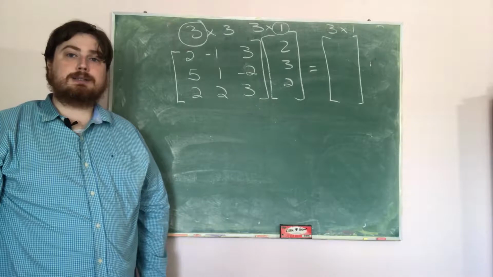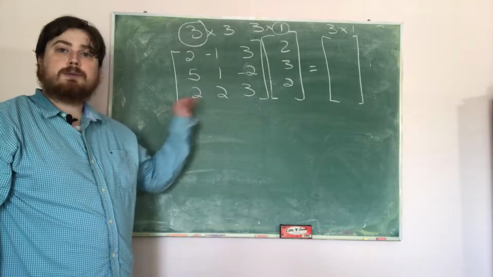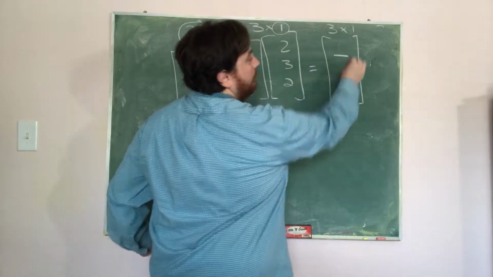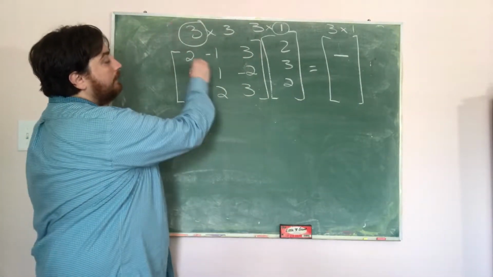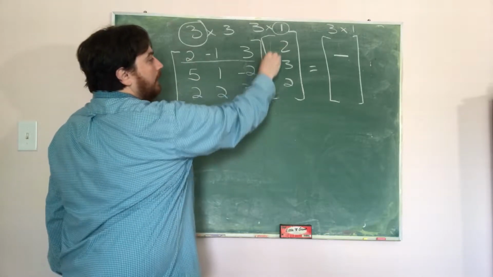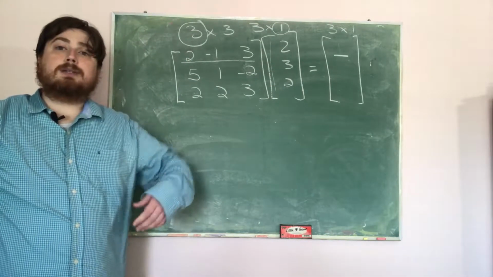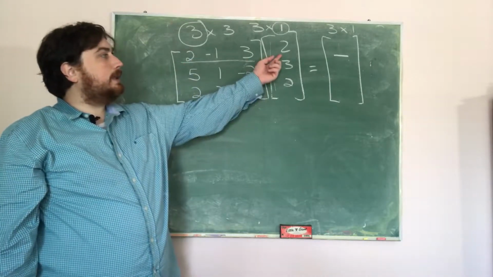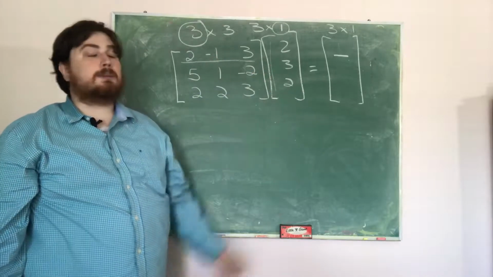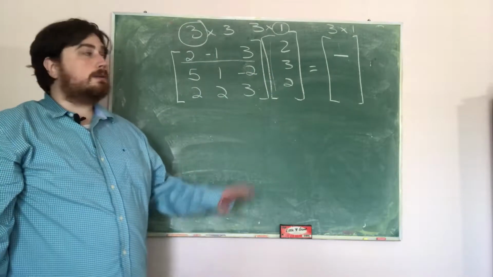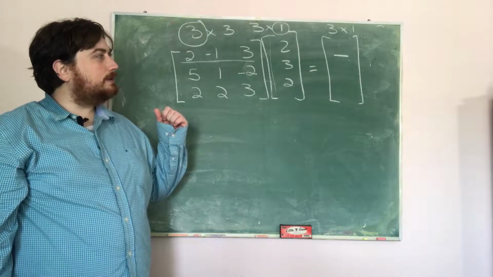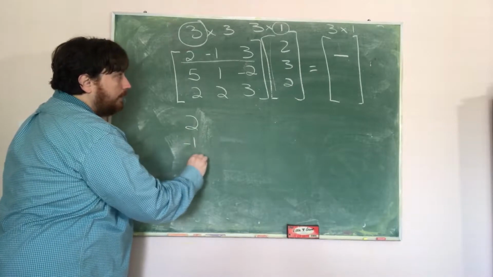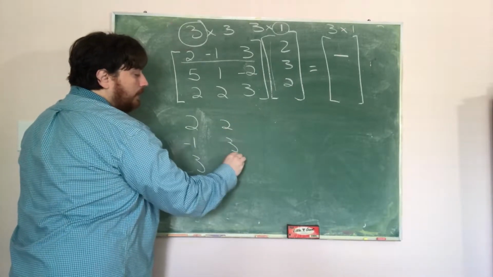In order to find each of these entries, we take rows of the first matrix times columns of the second matrix. So if I want to find the entry in the first row, first column, I'll have to take the first row times the first column. As I do that, I have to line these up so that I multiply the first entries times the first entry, second times the second, and third times the third. So I'd like to turn both of these into rows or both into columns. I'll use columns here. I'll get 2, negative 1, 3, times 2, 3, 2.